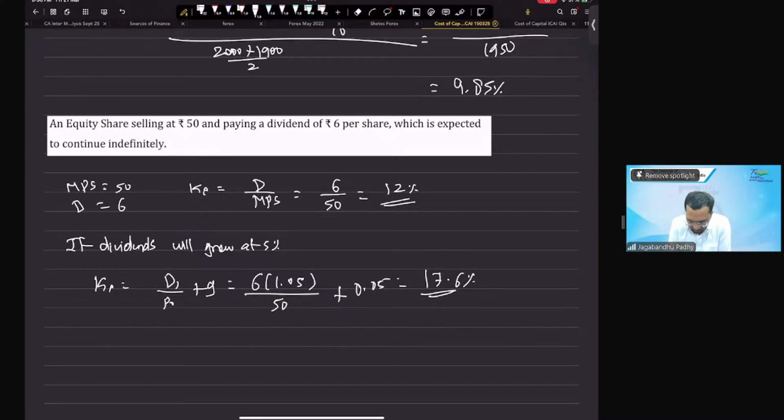Like 12%. No, but it has to be growing, right? Because the 6 of dividend, paying a dividend of rupees 6. So this is the dividend which you have paid in the previous year. So next year you will be obviously paying 5% extra dividend. So I've taken that additional dividend into our calculation. And therefore it is 17.6%. Got it? Did you get it, guys?